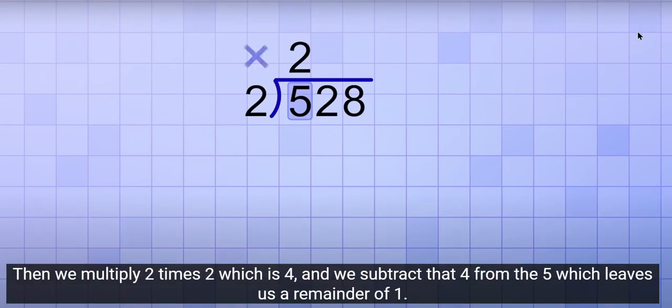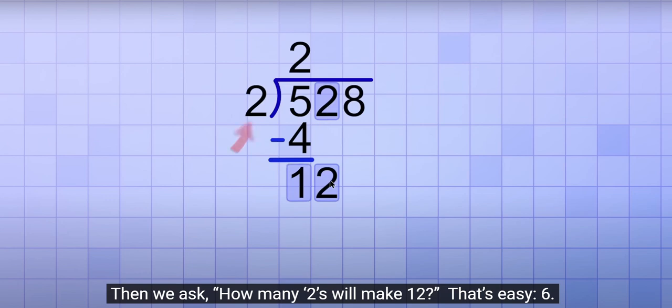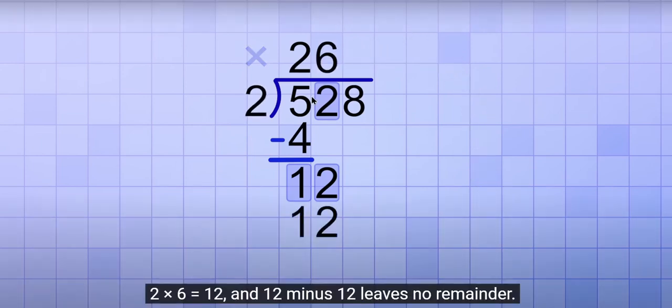Then we multiply 2 times 2, which is 4, and we subtract that 4 from the 5, which leaves us a remainder of 1. Now we move to our next digit, and we need to bring down a copy of it to combine with the remainder from the first digit. Then we ask, how many 2's will make 12? That's easy, 6. So we put 6 as the next digit of our answer. 2 times 6 equals 12, and 12 minus 12 leaves no remainder.